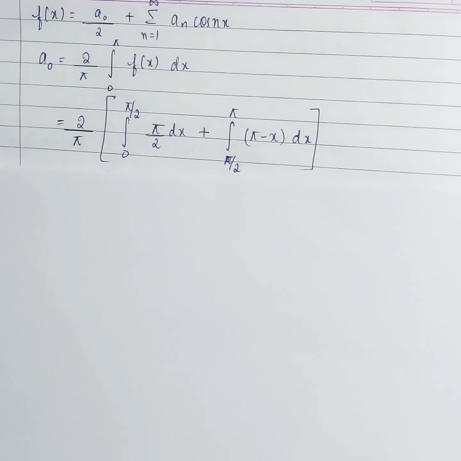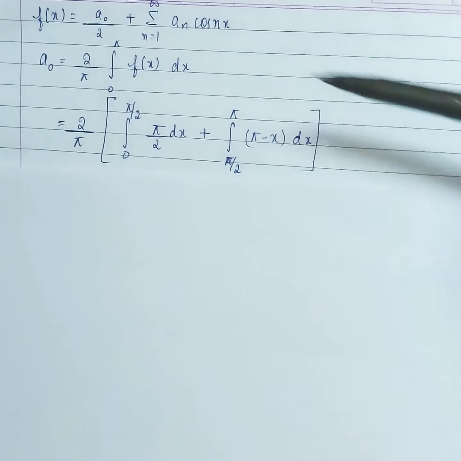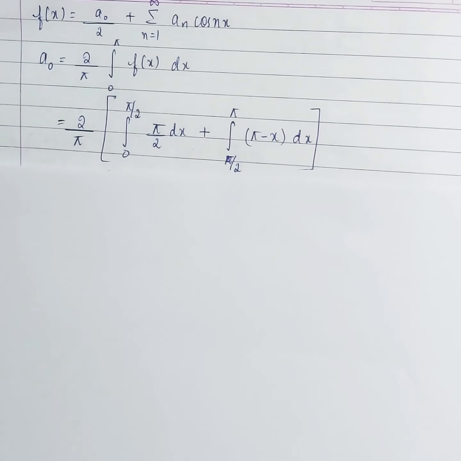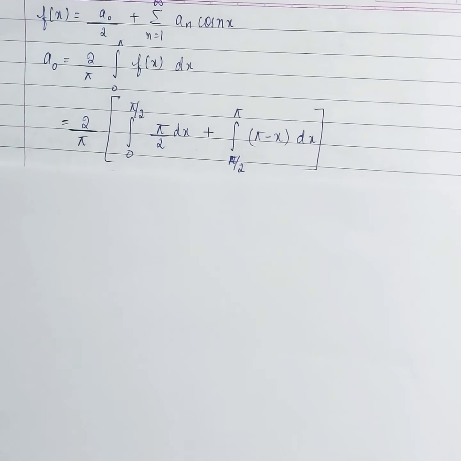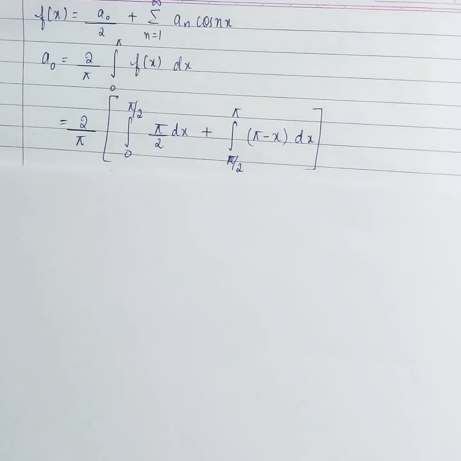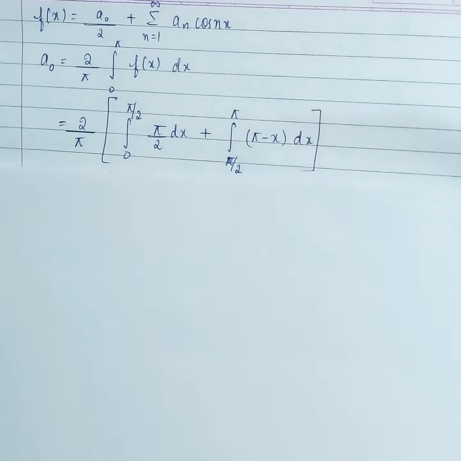And we have this formula, f of x is equal to a naught by 2 plus summation n is equal to 1 to infinity an cos nx. Since the interval is minus pi to pi, there is no cos n pi x by L. For an arbitrary interval, it will come like that. So what is a naught? 2 by pi integral 0 to pi f of x dx.